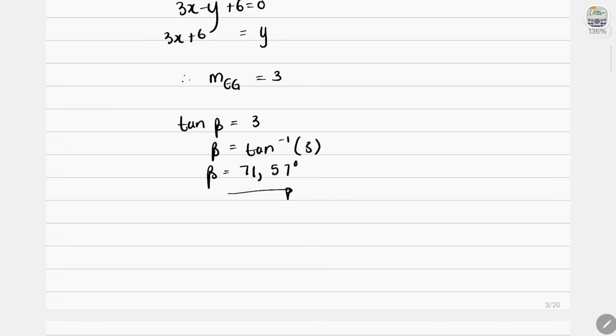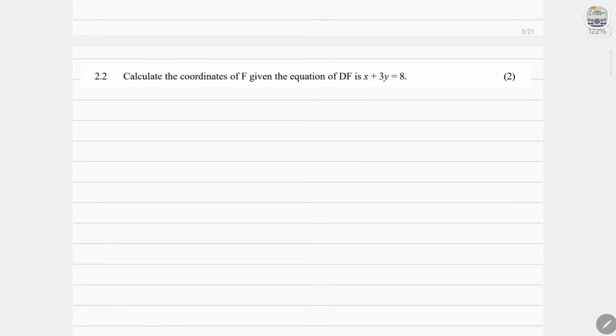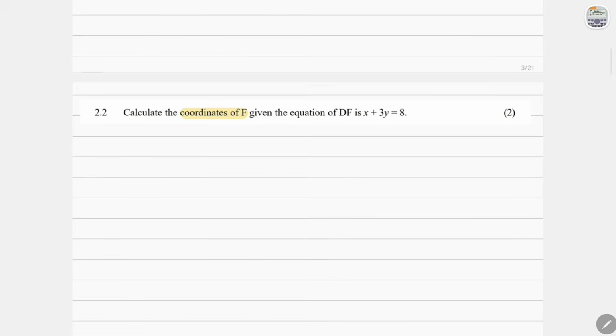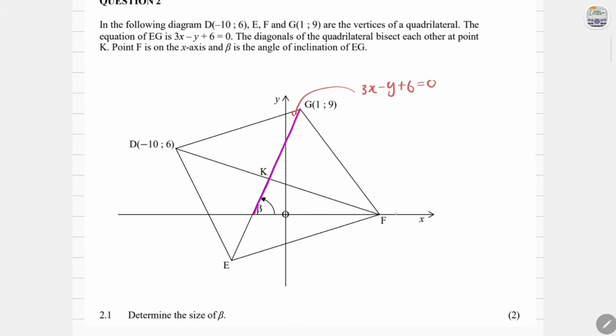Moving on to the next question. Question 2.2 says, calculate the coordinates of F given the equation of DF is this. Okay, so the equation of DF, and so you have to find the coordinates of F.